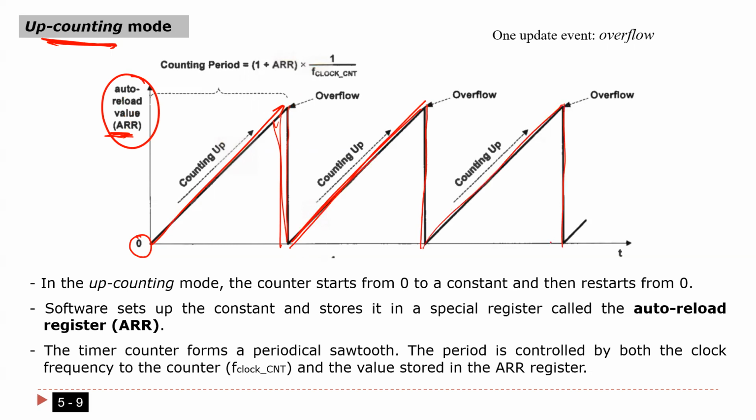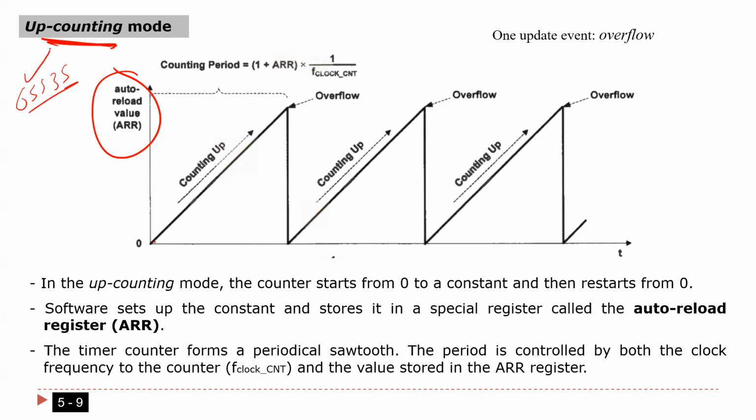For example, let me ask you a question. What is the maximum value for ARR? Can anyone guess? It's a 16-bit counter. It cannot be more than 1111111111111111. So the maximum value should be 65,535. That's true, it cannot be more than that because it's a 16-bit counter. However, you can make it less if you want.